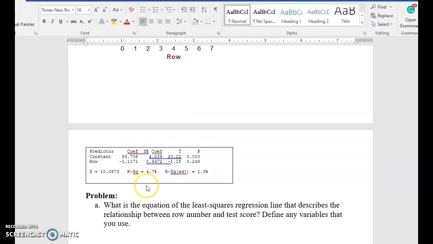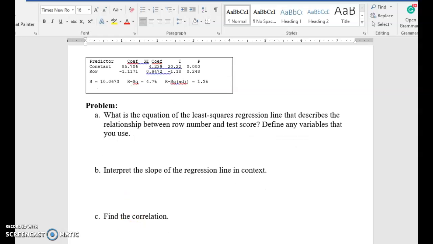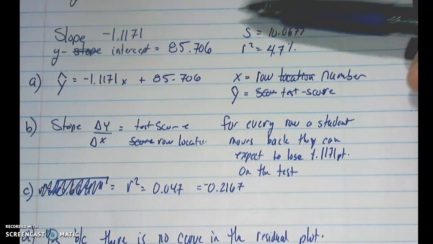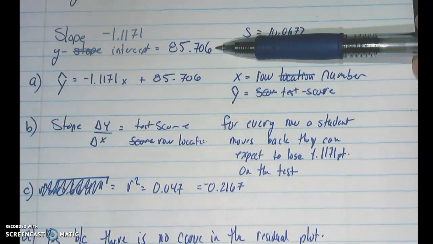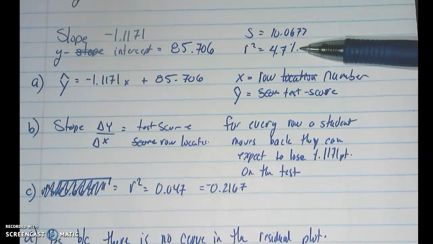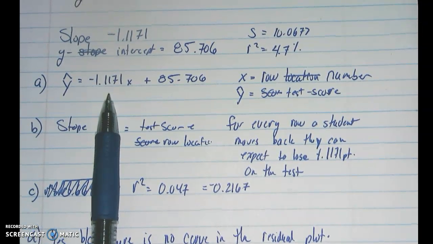Let's see here. So then there is our computer printout. I want you to answer the questions, I'll pause it, and we'll go from there. Okay, so from the Word document, which I'll probably upload so you can see it online as well, what I wrote down for my information was I put the slope at negative 1.1171. I recorded the y-intercept, the standard deviation, and the r-squared so that I could use them. So here is my least squares regression line.